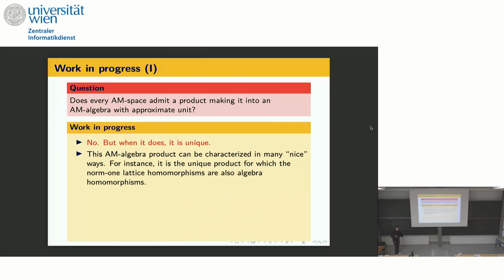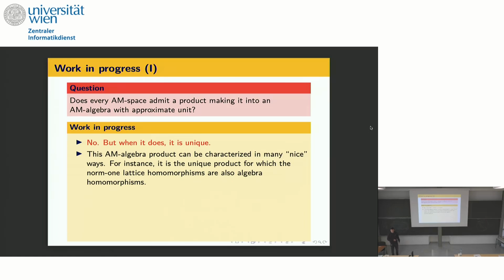And once you have this product, what does this product look like? If you have it, it is unique. And how does it look? It turns out that there are also very nice characterizations of it. For instance, this one, which may seem a little weird: the unique product for which the norm 1 lattice homomorphisms are also algebra homomorphisms. This is very nice, actually, because the norm 1 lattice homomorphisms in a C of K are the deltas. So in a C of K, this is precisely the definition of a pointwise product.